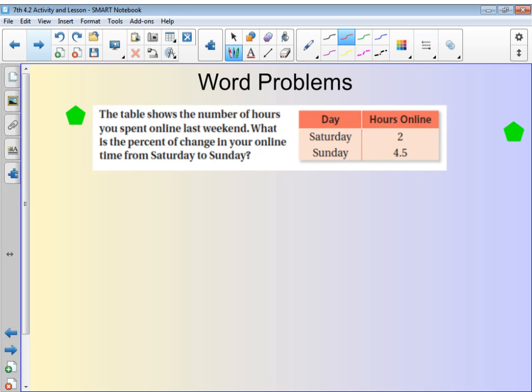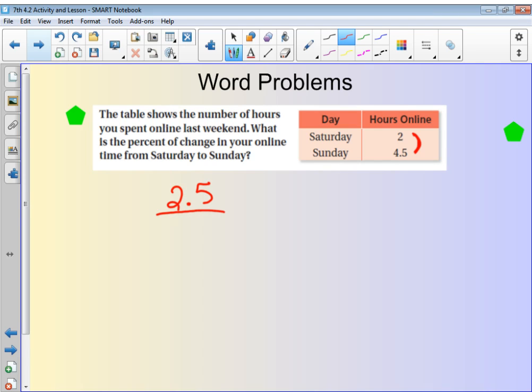So this is where we're going to work like we did on day one. We're going to find how much it changed, divide it by the original amount. So original amount, I'm not sure what that is. Well, that would be Saturday, would have come before Sunday. So that would be your original amount. Okay, so we want to find our percent change. So how much did it change here? Subtract between those two. So it changed 2.5 hours.